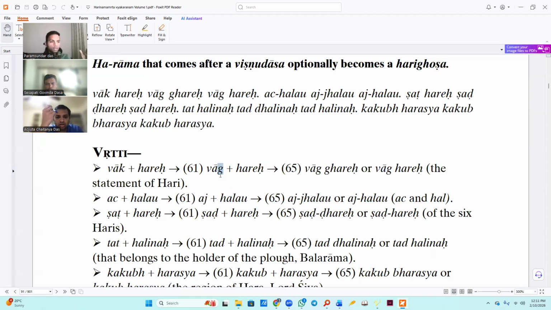So that is Ka Varga. So Ka, Kha, Ga, Gha. So it becomes Gha. So this is an optional change. So once it happens, Vag Gharehe, and once it doesn't, Vag Harehe. It's similar to Sakshat Dharitvena.